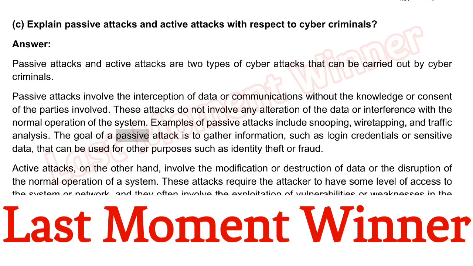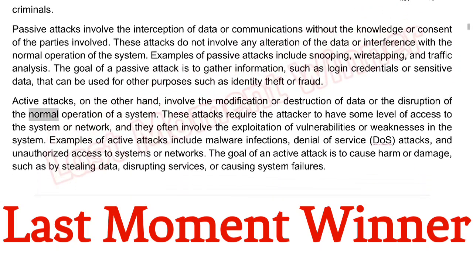The goal of a passive attack is to gather information, such as login credentials or sensitive data, that can be used for other purposes such as identity theft or fraud. Active attacks, on the other hand, involve the modification or destruction of data or the disruption of the normal operation of a system. These attacks require the attacker to have some level of access to the system or network, and they often involve the exploitation of vulnerabilities or weaknesses in the system.